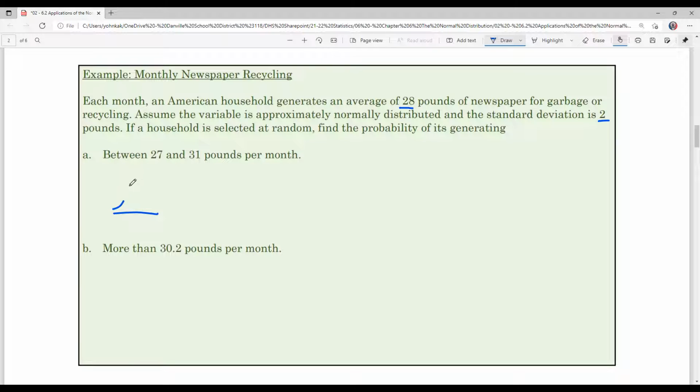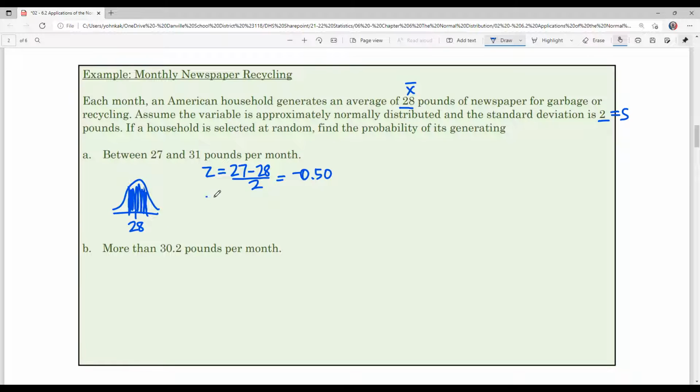Okay, so I draw my picture. I put my mean in the center, which is going to be this 28 pounds. Then I figure out that 27 is on the left and 31 is somewhere on the right. So I'm going to draw those vertical lines and shade in between. Now I have to find 2 z-scores because I have 2 limits. One z-score is going to be 27 minus 28 divided by our standard deviation, which was 2. That's going to give me a z-score of negative 0.50.